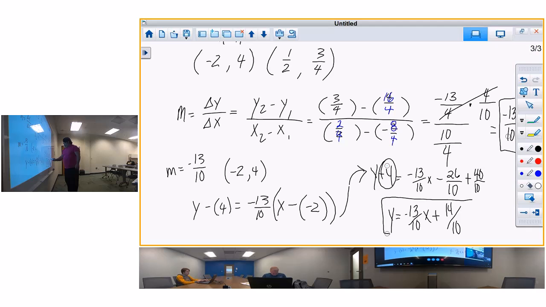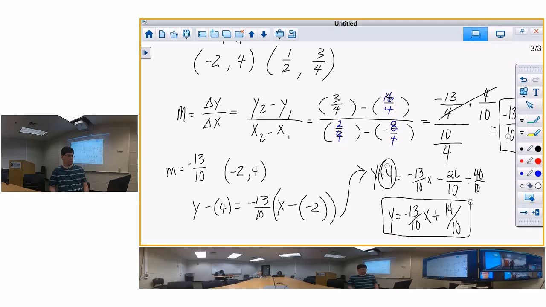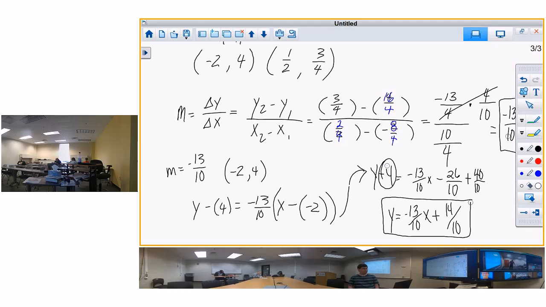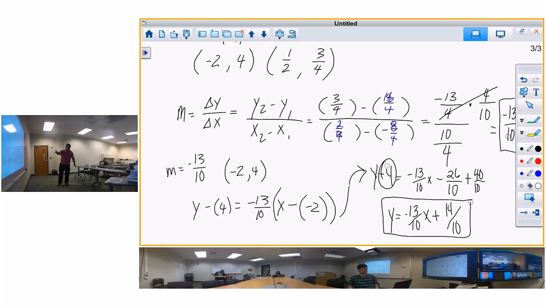Y'all check my math. What's 26 plus 14? Should be 40. Now, of course, you could take that down to 7/5 if you wanted to, but that's not my concern. My concern, can you do the problem? Okay, I don't care. If you get it down to 14 tenths, and that's correct, I could care less about you changing that to 7/5. Okay?